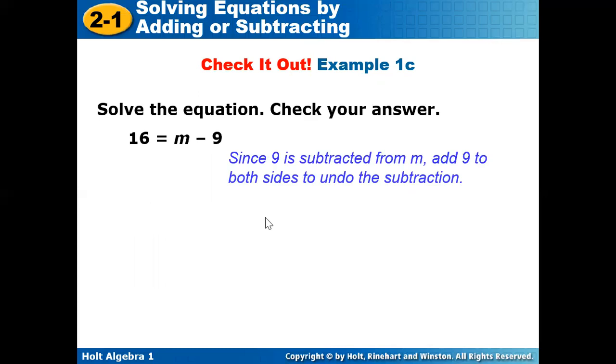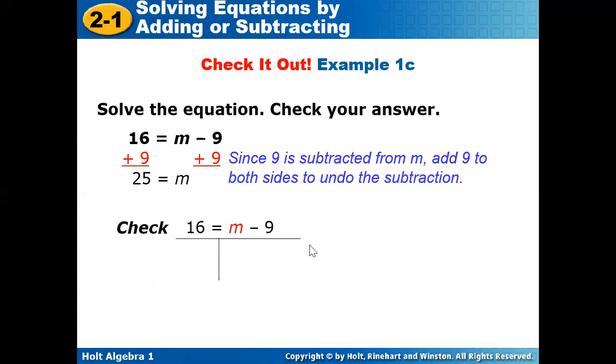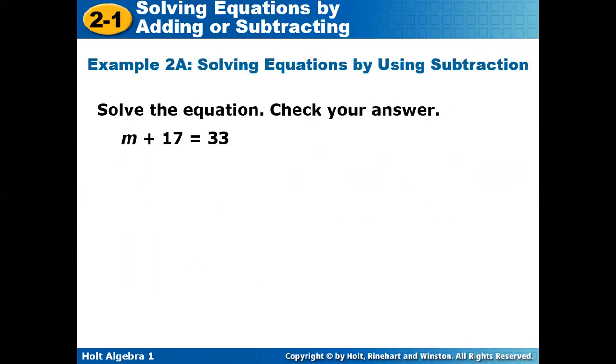So here we have subtracting 9 from both sides. So we are going to add 9 to both sides, giving us 25. And we can indeed check our answers. Good job.